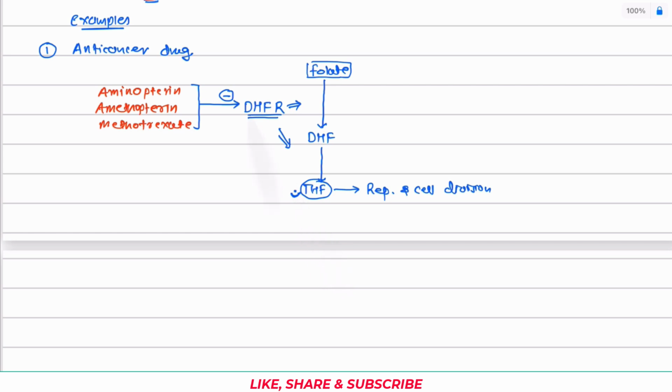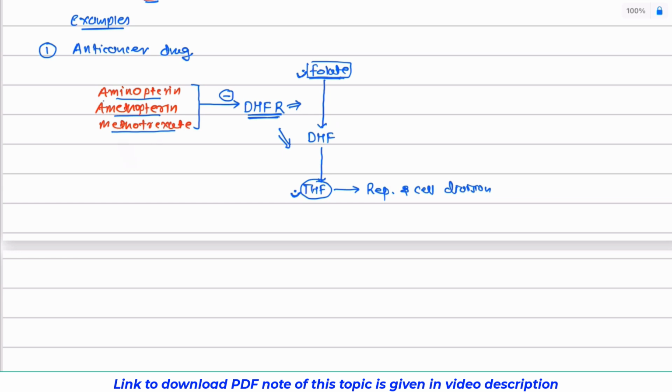Now what happens? This dihydrofolate reductase, its natural substrate is the folate. But these three drugs, aminopterin, amethopterin and methotrexate, all these three are structural analogs, or structurally similar to the folate. So these drugs occupy the dihydrofolate reductase, and so what will happen? Folate cannot be converted into its active form, that is tetrahydrofolate. So replication and cell division can be stopped. And in case of cancer, this replication and cell division is the major problem. So if we inhibit this, then we can treat cancer, right? So that is how these drugs are useful for the treatment of cancer.